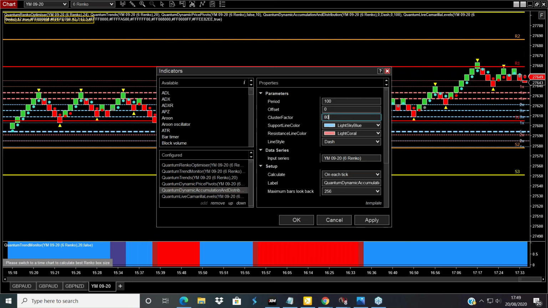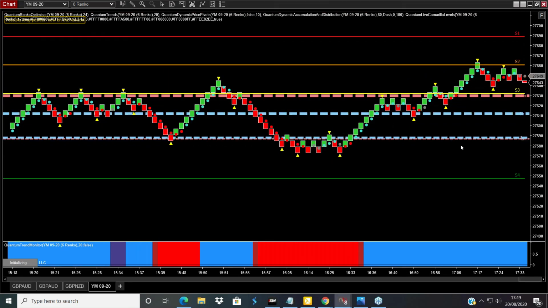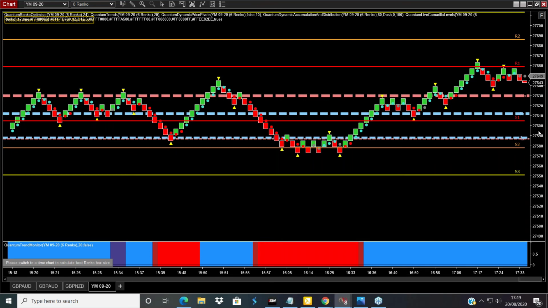But if you take it to 80, it reduces all those smaller, less significant levels, and puts the emphasis on the more important ones, the ones that are stronger, and it cleans up the chart a little bit. So this is bounced off the R1, which is exactly what I anticipated. Where's it going to likely pause? Well, 27,630 sounds a good place for it to pause, but it could actually have another run at the R1.